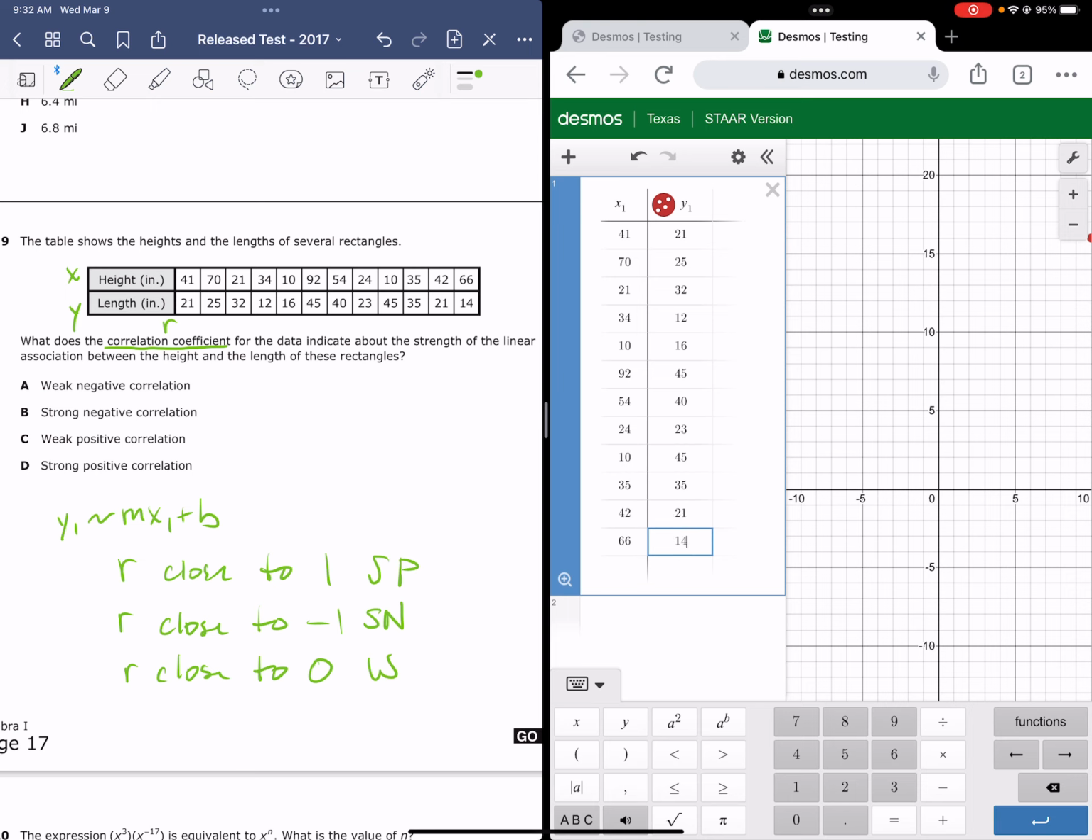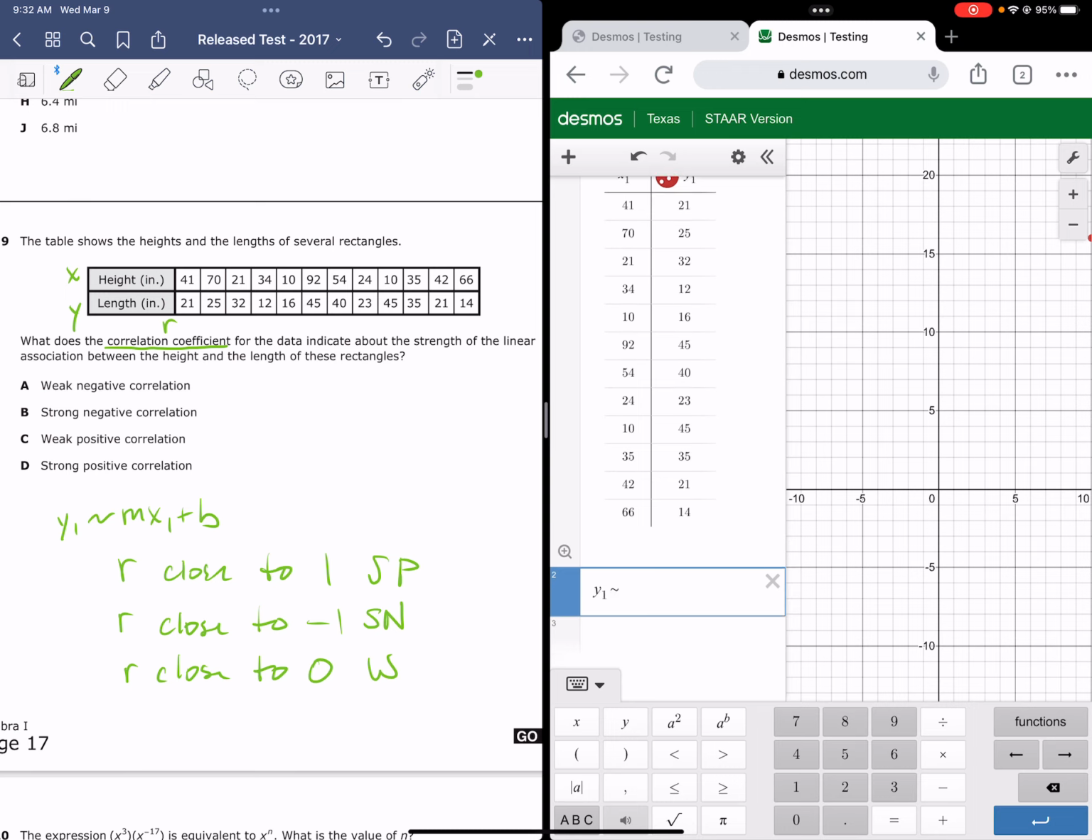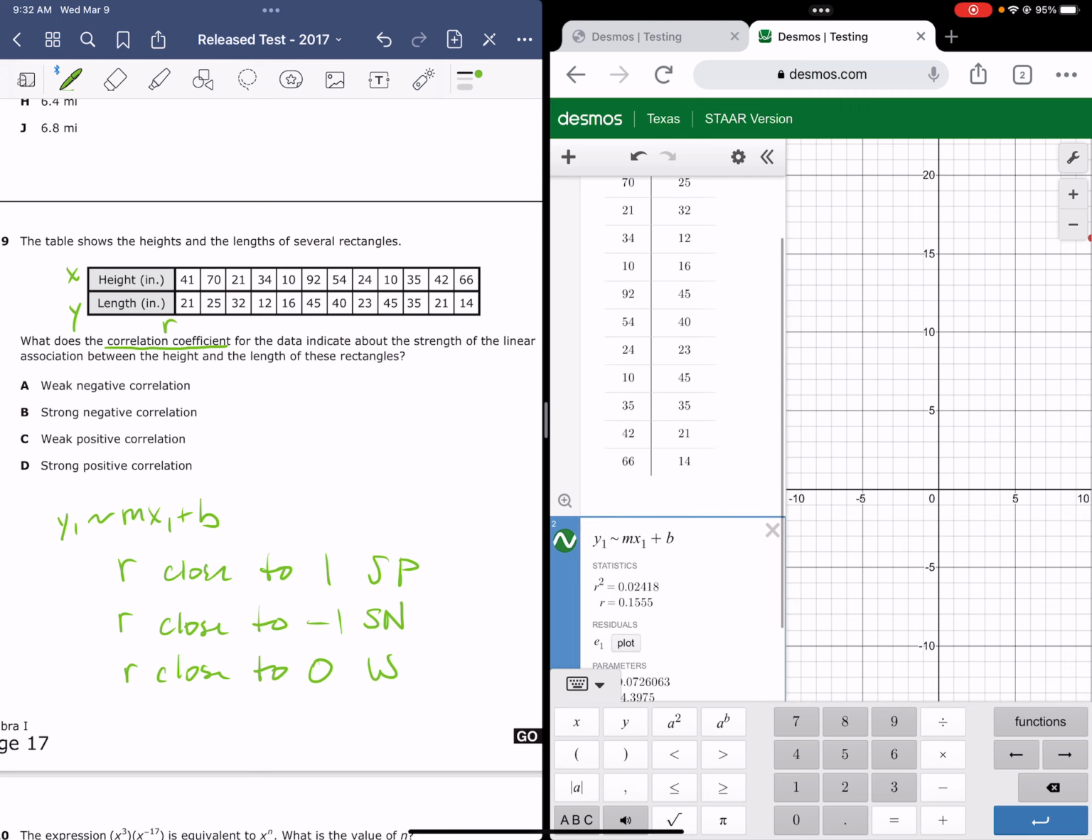Once I'm done, I am able to go now to the second line of Desmos and type in my linear regression equation. y1 is approximately mx1 plus b. This tells me that my r value is 0.1555. This number is close to 0 and it is positive.